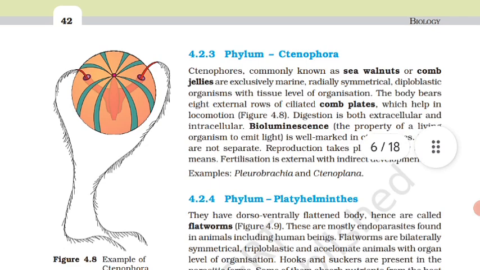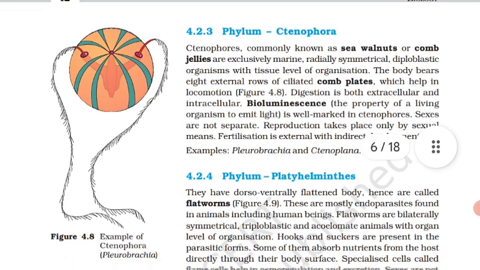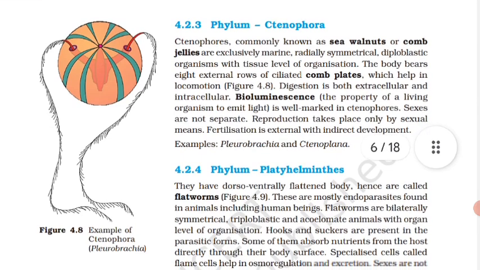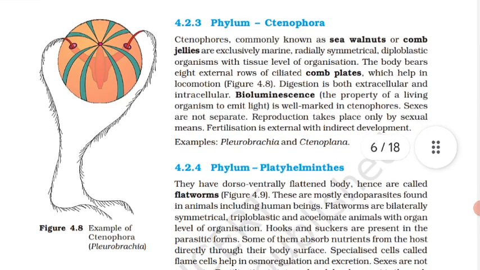Sexes are not separate. Fertilization is internal and development is through many larval stages. Some members like Planaria possess high regeneration capacity. Examples of the Platyhelminthes are Taenia, that is tapeworm, and Fasciola, that is liver fluke.